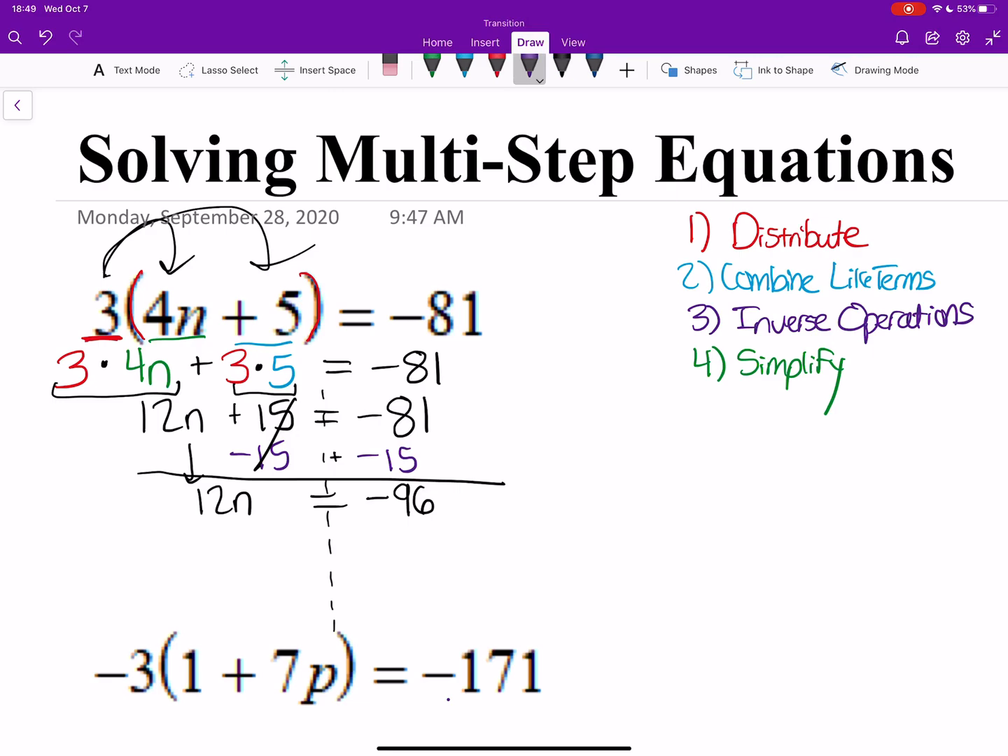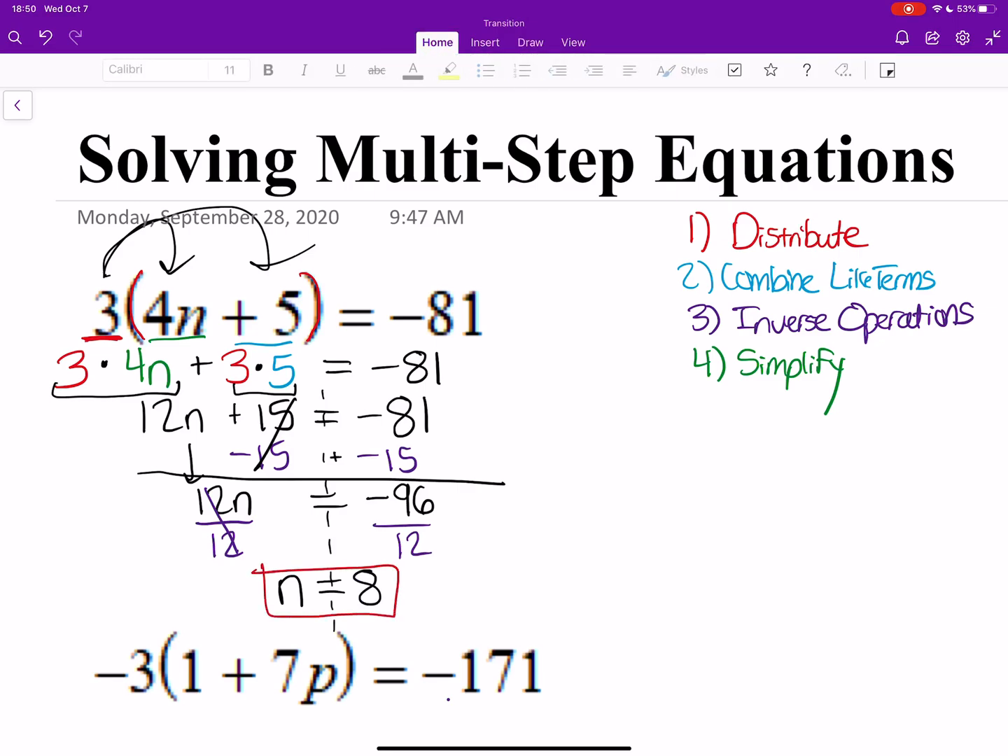Again, I need to use inverse operations once again because the n is not by itself. I see a 12 attached to it. And I know that when a number and a variable are next to each other, it means multiplication. They're attached by multiplying. So I need to do the inverse, which is to divide. So I'm going to divide both sides by 12. That way on the left-hand side, I have a single n, which is equal to negative 96 divided by 12, which is going to be a positive 8. And there's my final answer, n equals 8. Let's scroll down to the next one here.